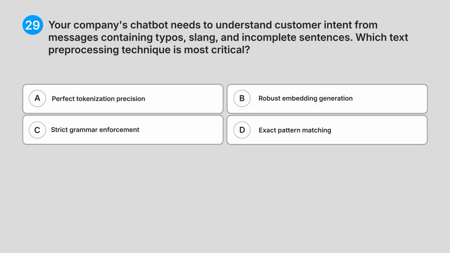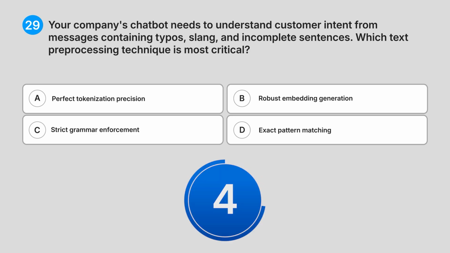29. Your company's chatbot needs to understand customer intent from messages containing typos, slang, and incomplete sentences. Which text pre-processing technique is most critical? A. Perfect tokenization precision. B. Robust embedding generation. C. Strict grammar enforcement. D. Exact pattern matching. Can you guess the answer?